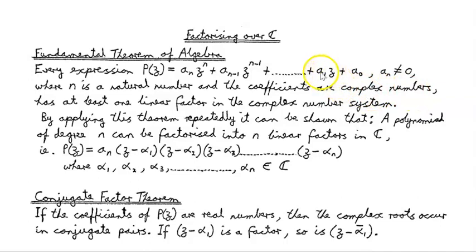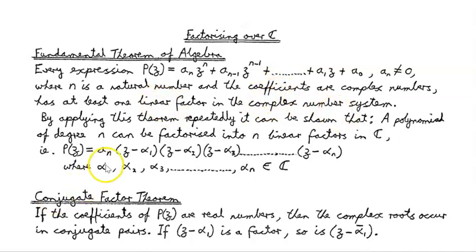So we're saying the coefficients of the z here are complex numbers, but let me just remind you that the real numbers are a subset of the complex numbers. So these a_n can be real as well. Okay, now, what's that theorem saying? Well, given all that, n is a natural number and the coefficients are complex numbers, then it has at least one linear factor in the complex number system. So this polynomial here will have at least one linear factor in the complex number system.